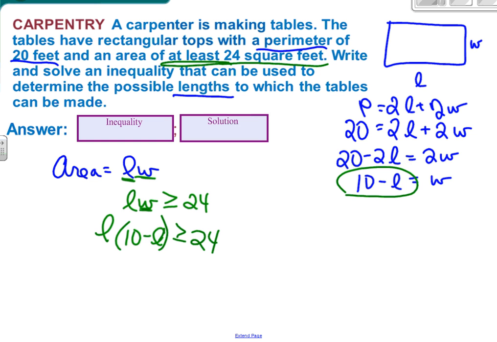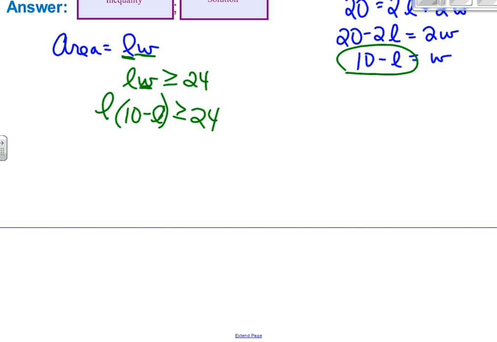And if you remember, these problems that we've been doing have been inequalities. And so we have a polynomial. We want to be able to factor it, and we want to get one side equal to 0. So I'm going to get the right side equal to 0. That's the way we've been doing this. I'm going to distribute this. So 10L minus L squared minus 24 is greater than or equal to 0. Everybody with me so far and agreeing with that? So I distributed and I got one side equal to 0.